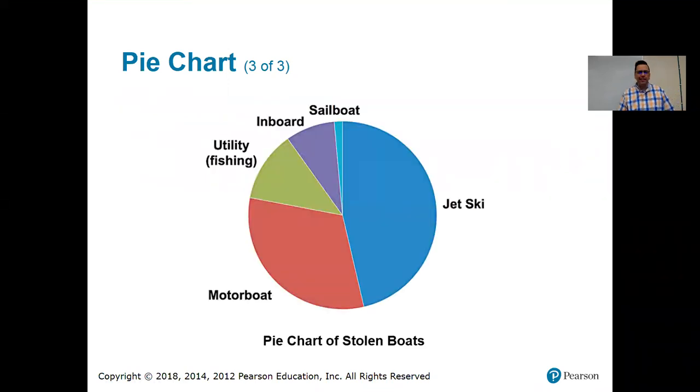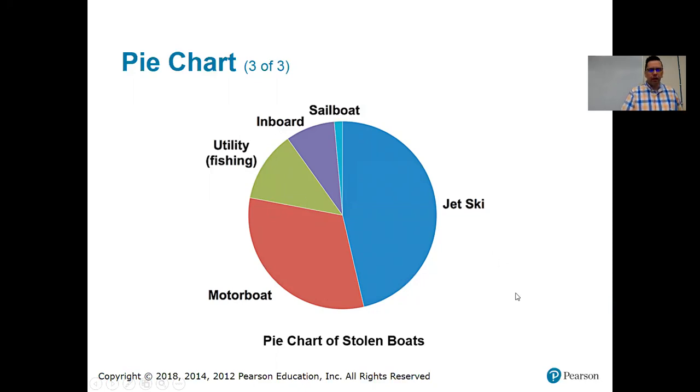Okay, so here is the same data that you were just looking at as a pie chart. One thing that I get out of this that I did not get out of the Pareto chart is that nearly half of stolen boats were jet skis. That did not pop out at me when I was looking at the Pareto chart. A little over a quarter of stolen boats are motorboats. And then the other types altogether make up less than a quarter.